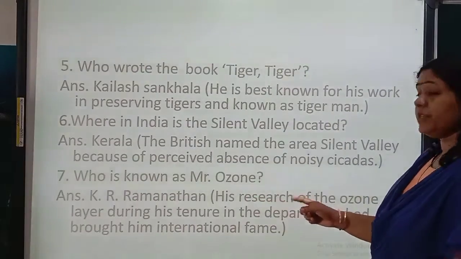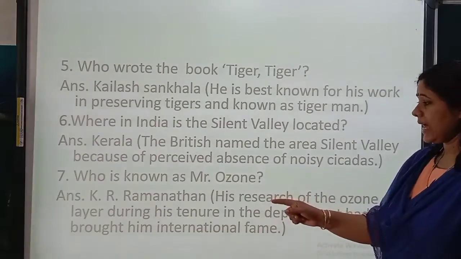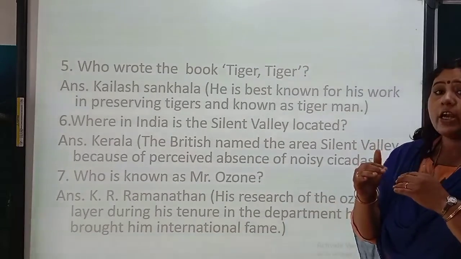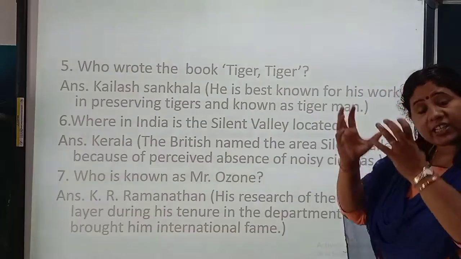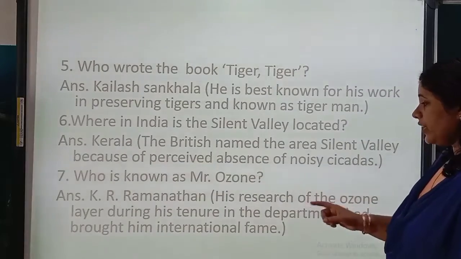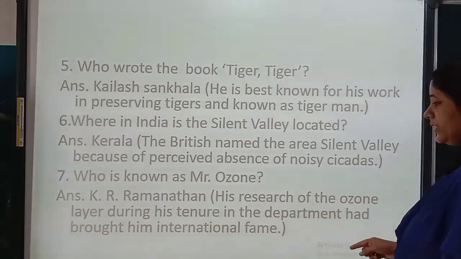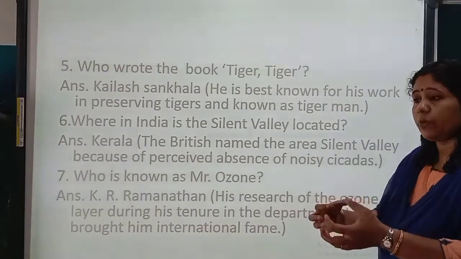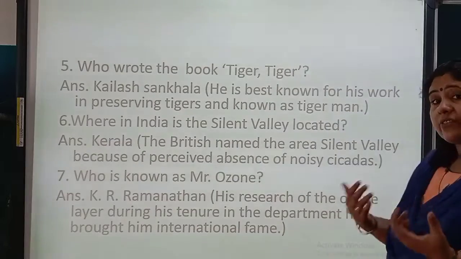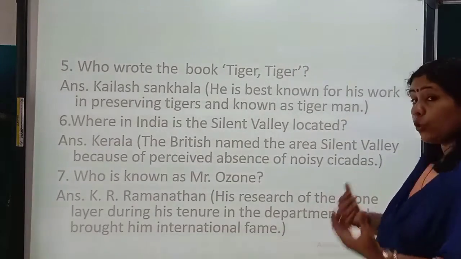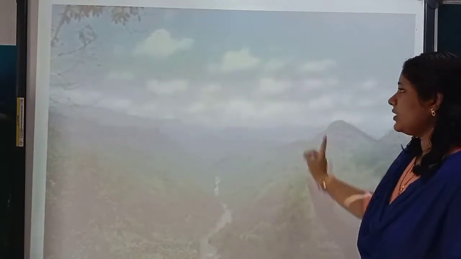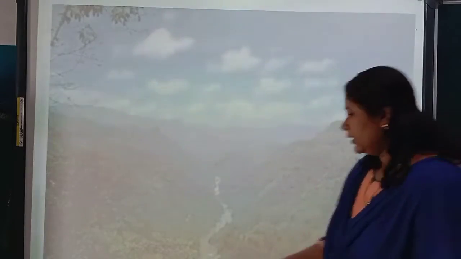Who is known as Mr. Ozone? Answer is K.R. Ramanathan. His research on the ozone layer protects us from getting direct heat from the sun. What do you mean by ozone layer? During his tenure in the department, tenure means working period, he had brought international fame. So he had done a lot of research on the ozone layer. Understood? Okay, next. This is what Silent Valley looks like.